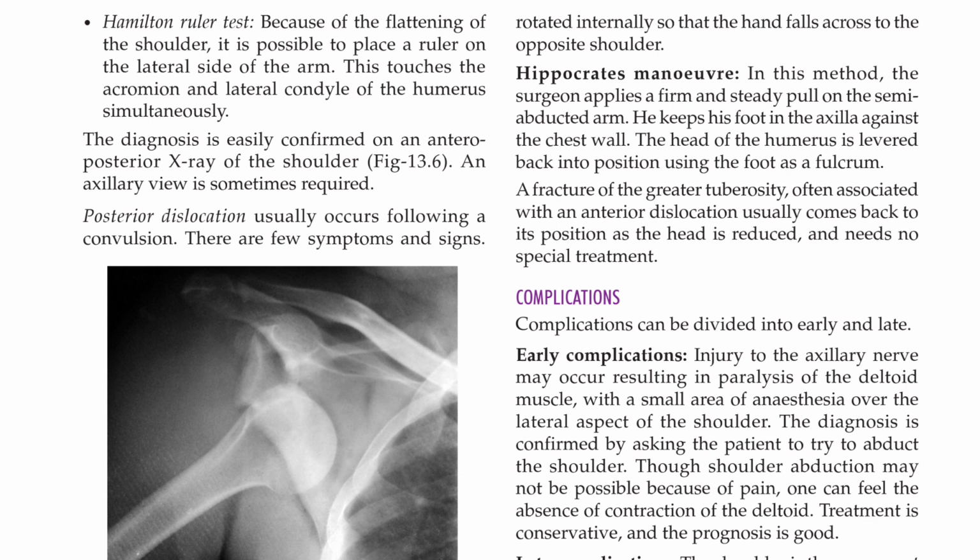So he keeps his foot in the axilla against the chest wall. The head of humerus is levered back into position using the foot as a fulcrum. A fracture of the greater tuberosity, often associated with anterior dislocation, usually comes back to its position as the head is reduced and needs no specific treatment.